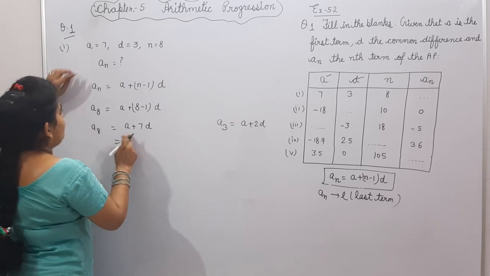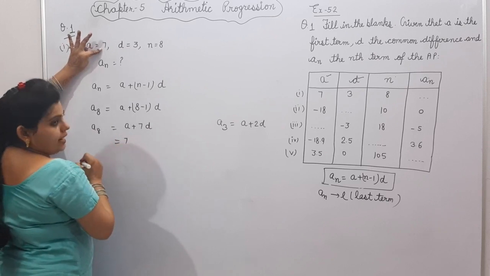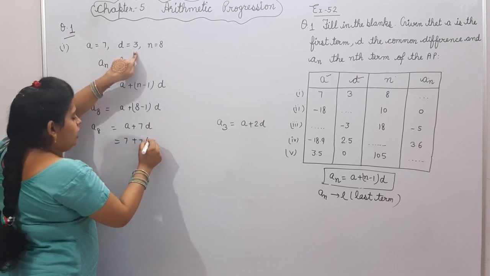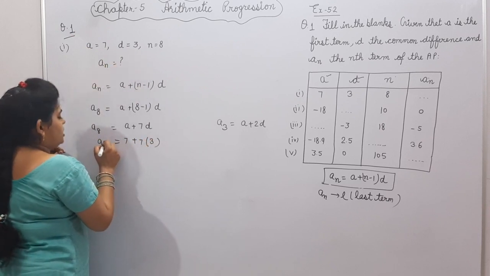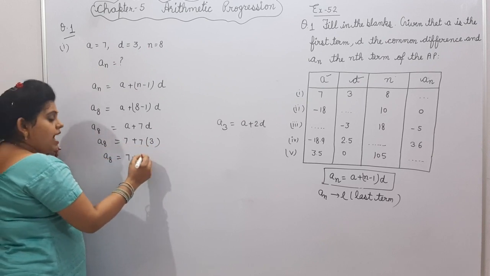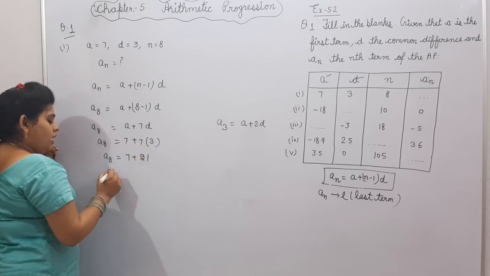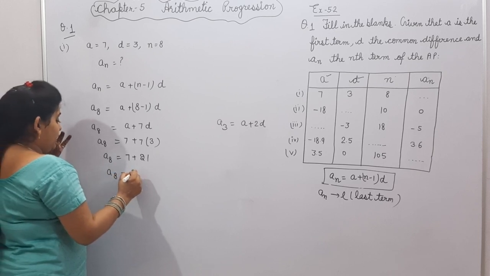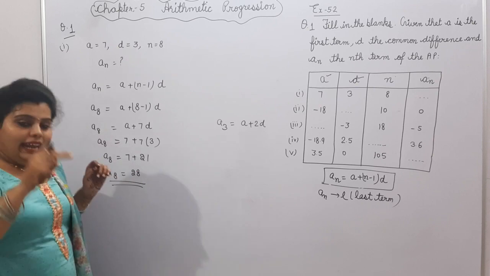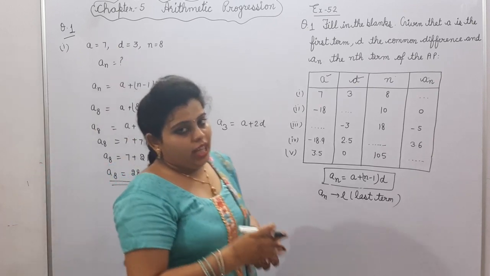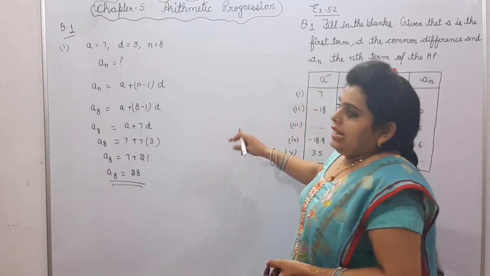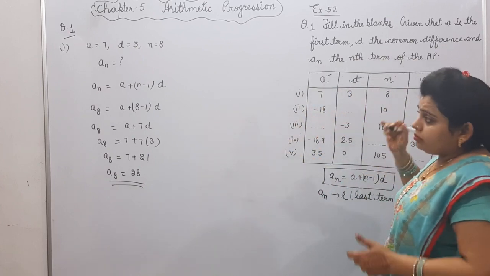Now, putting the value of A and D, what is the value of A? 7 plus 7 into D. What is the value of D? 3. A8 is equal to 7 plus 7 3s are 21. A8 is equal to 21 plus 7, 28. This is the 8th term of the AP. This is our first part. Now, let's see its next part.